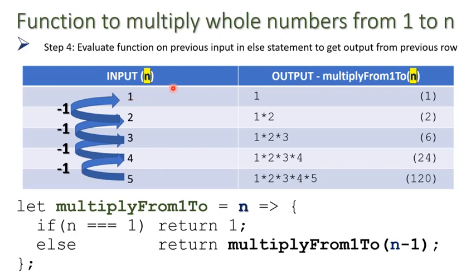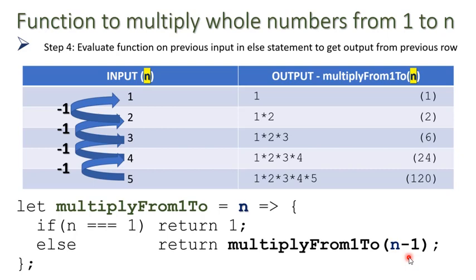This then leads to the next step of adding an else statement, which we start filling in by returning the previous output or answer. To do this, we evaluate the function we're defining, multiply from 1 to, at the previous input, or the n from the previous row. Here we get the previous input by subtracting 1 from our current input n. Therefore, we'll evaluate the function multiply from 1 to at n minus 1.